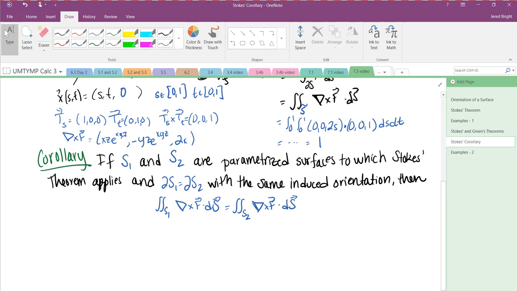If S1 and S2 are parameterized surfaces where Stokes' theorem applies, and the boundaries are the same, and the induced orientation is the same, then, using Stokes' theorem and that example that we saw, their vector surface integrals are going to be the same, despite the surfaces not being the same. So, a very interesting corollary. Try to make use of it whenever you can to make your life easier.